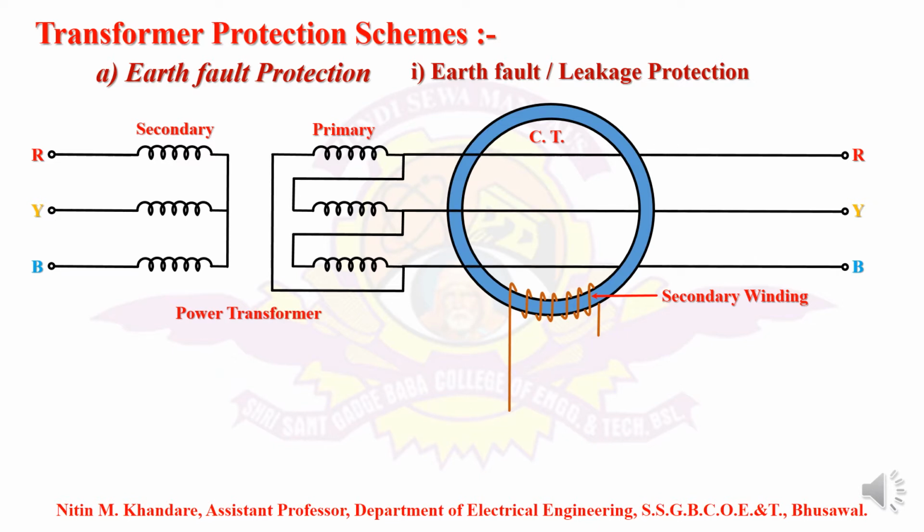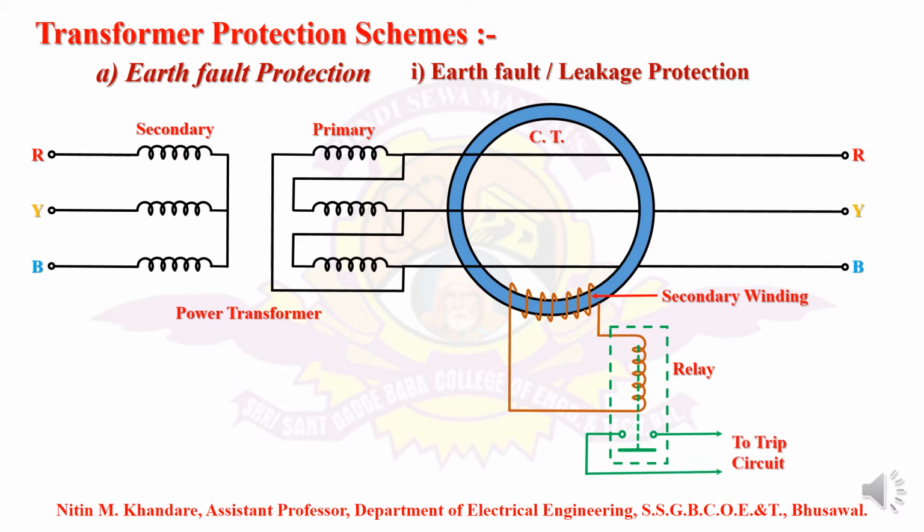The secondary is connected with the relay. The operating coil of the relay is connected across the secondary winding of the current transformer. So there is the operating coil, then the plunger along with the contacts. So this totally consists of a relay. The two terminals are connected with the trip circuit. So this is the total construction of the earth fault or the leakage protection.